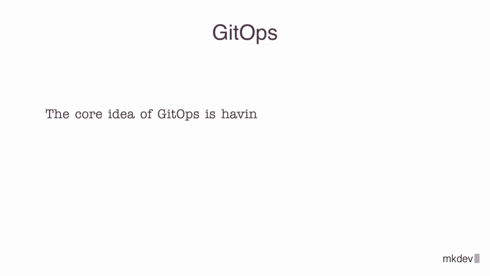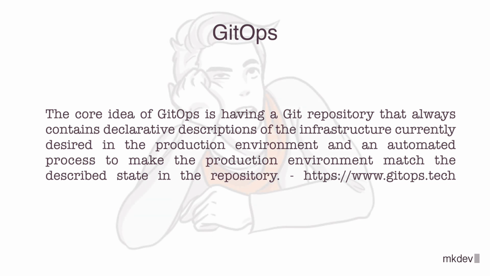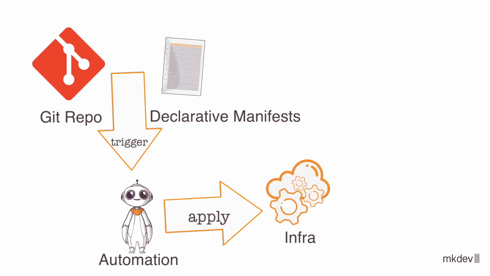The next part of the Argo CD definition is the word GitOps. The core idea of GitOps is having a Git repository that always contains declarative descriptions of the infrastructure currently desired in the production environment, and an automated process to make the production environment match the described state in the repository. In other words, GitOps simply means an automation that is triggered whenever there is a new commit in your repository and which applies declarative manifests in your repository to your infrastructure.